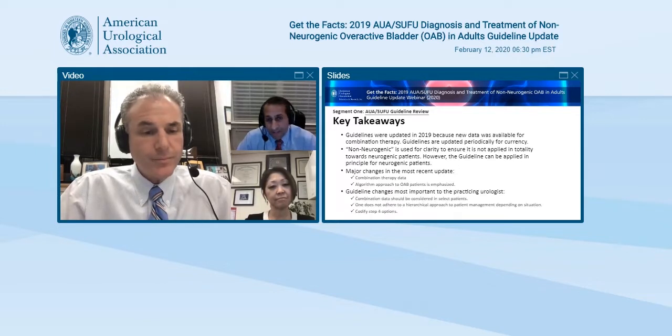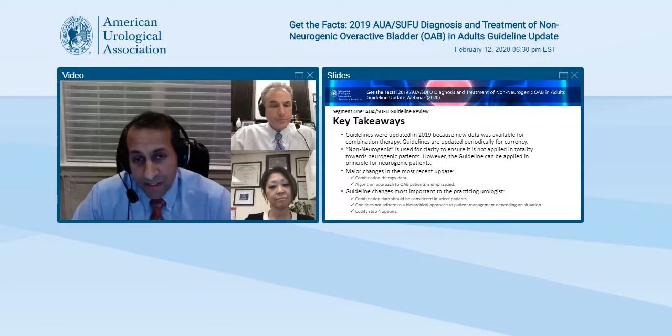Yeah, I think combination medication therapy should be considered as an option. We clearly did not want to mandate it. It's not mandatory, but I think it's something we should offer to patients in select situations. I think the other thing, as I mentioned, is not having to say that they have to be treated in a hierarchical fashion from the least invasive to most invasive.